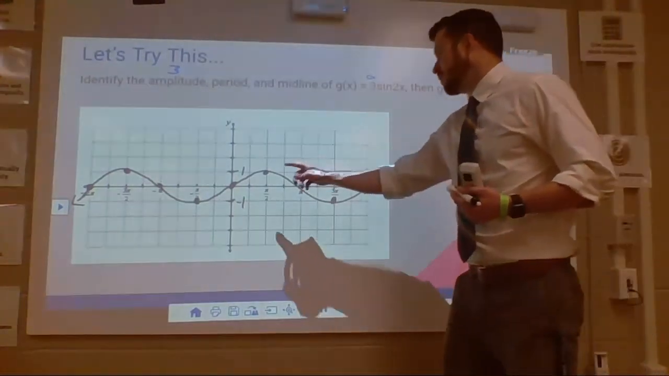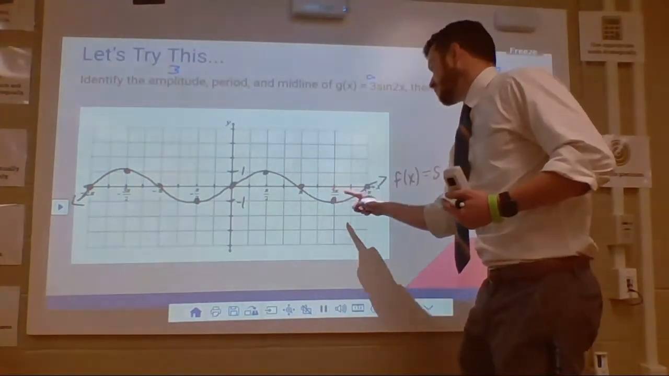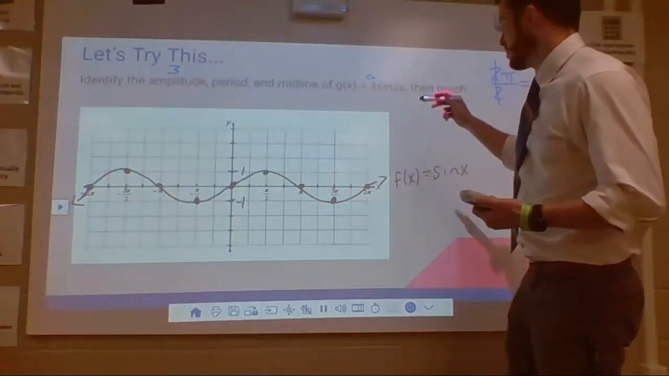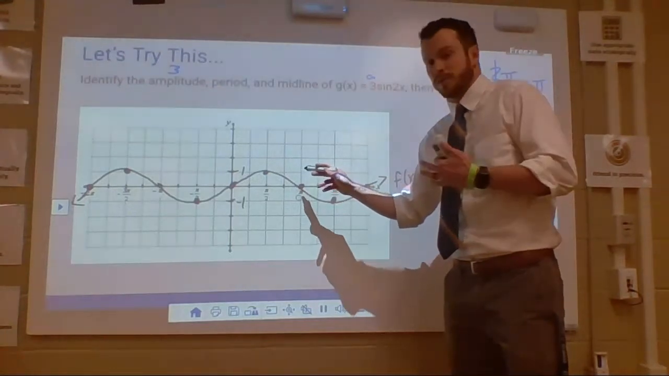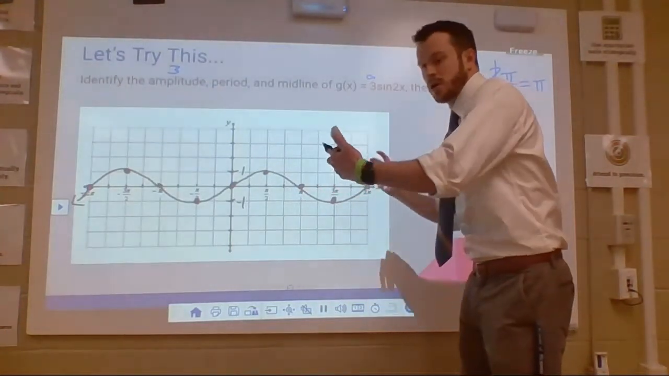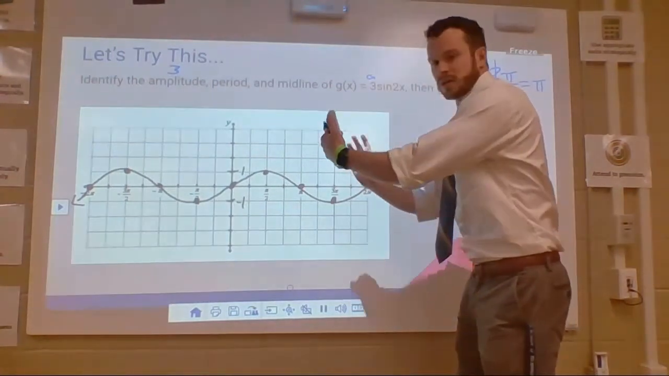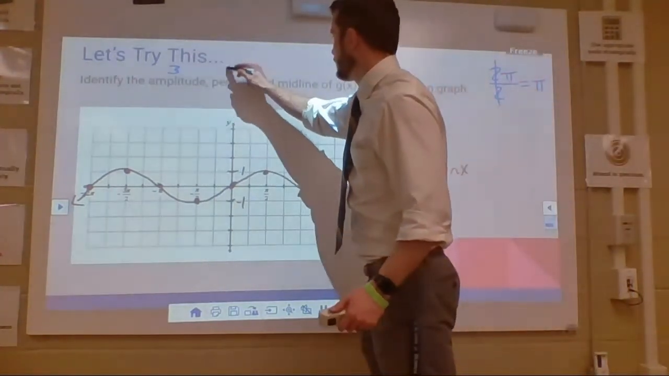So the period for f of x, sine of x, the period was 2 pi, right? For it to make one complete cycle. For this function, one complete cycle is going to happen over the course of pi radians. So this is actually going to be compressed horizontally, okay? Like it's going to be pushed in, all right? So the period is going to be pi.